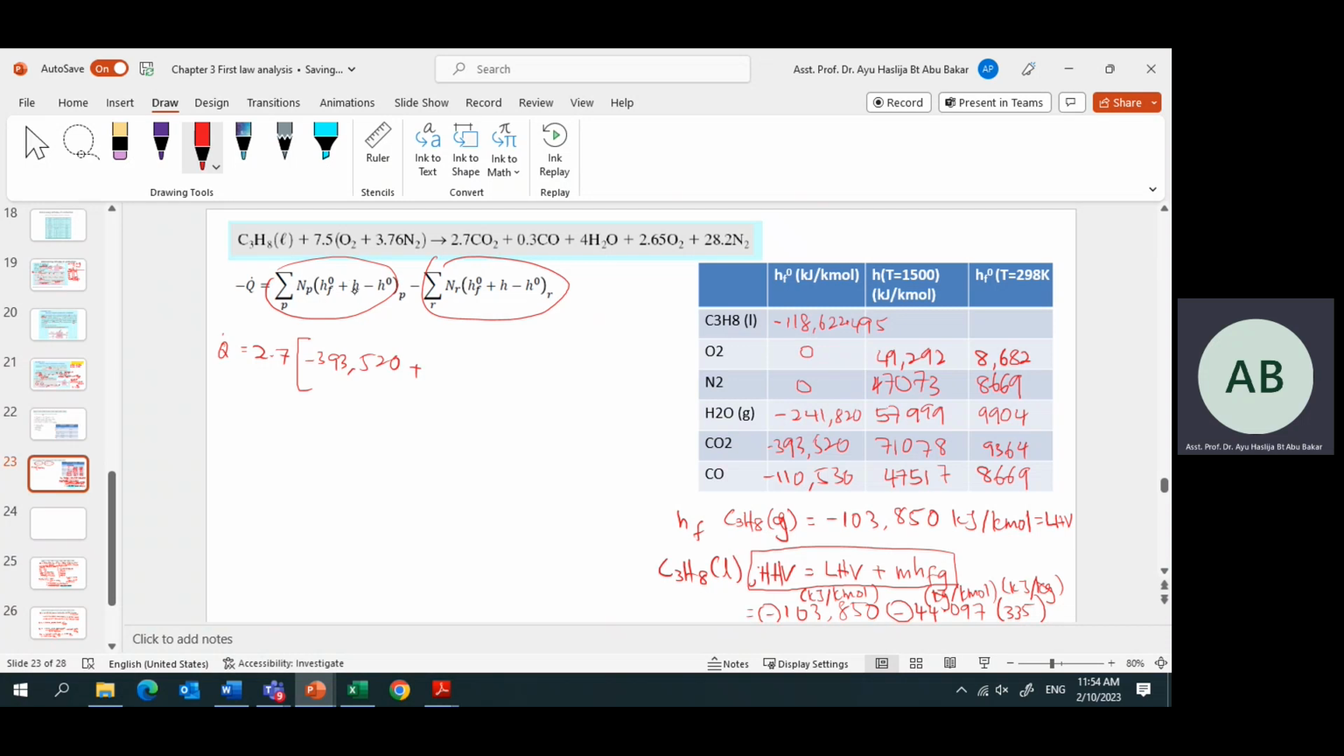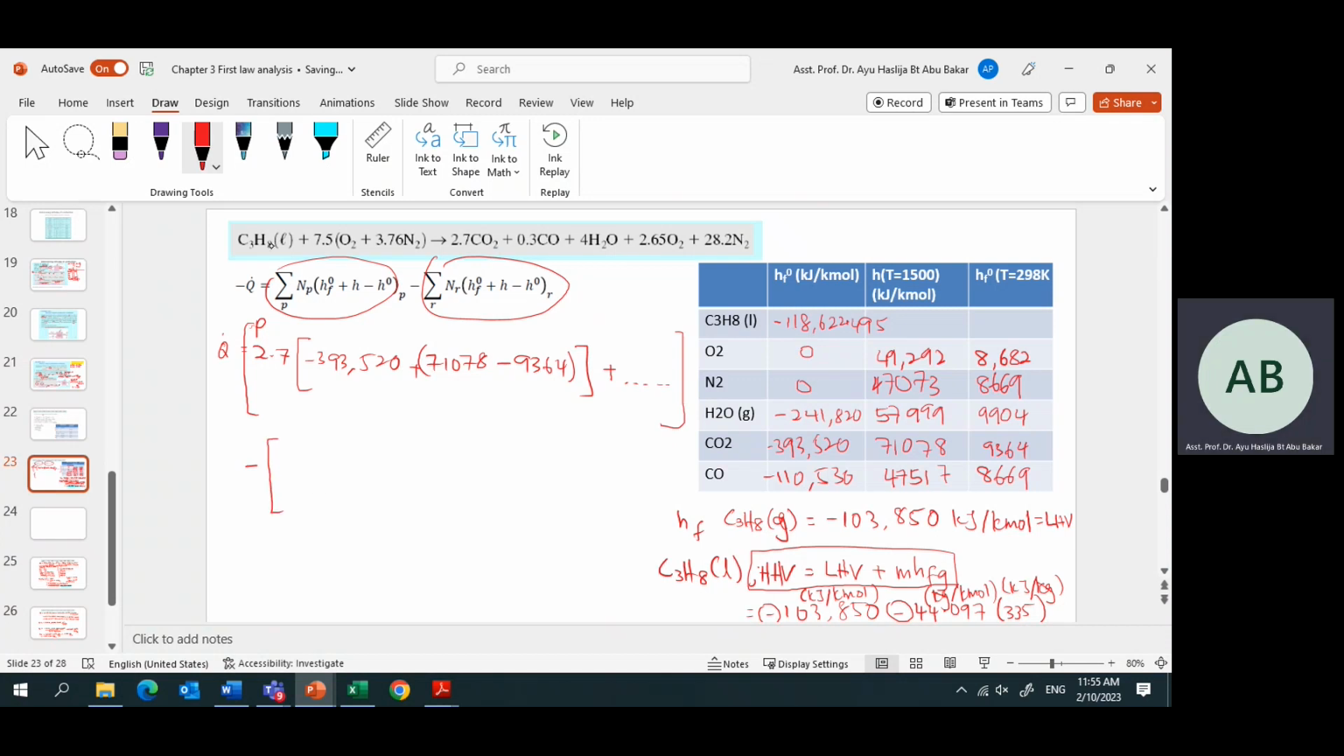Plus heat at 1500, which is this one, minus heat at 298. Okay, this one is for CO2. Do the same step for the rest of the product. Okay, this one is for the product. Now do the same with the rest of the product, then minus the reactant.